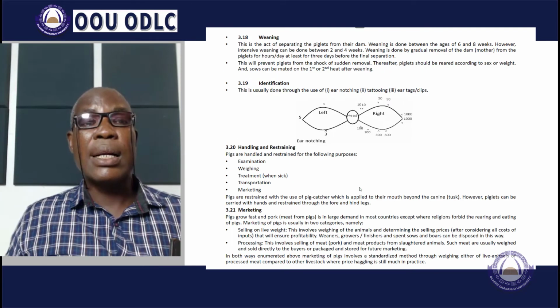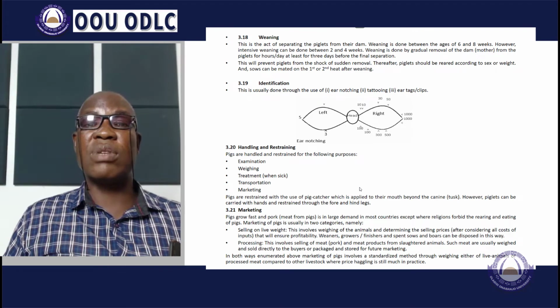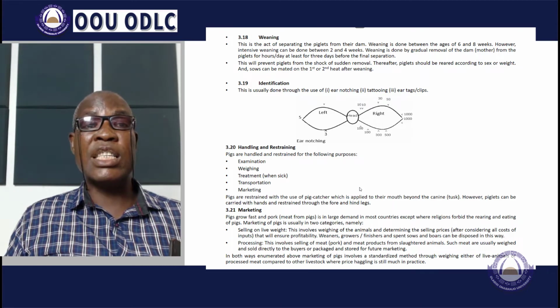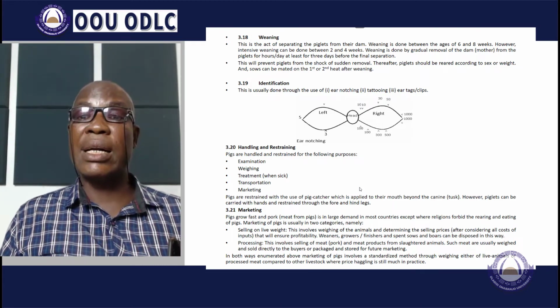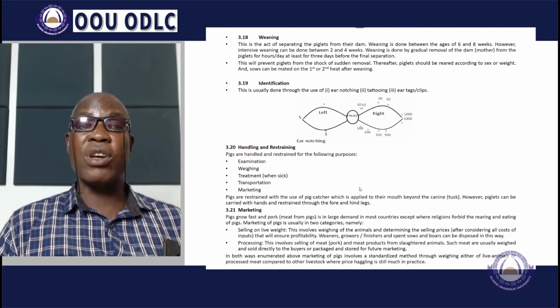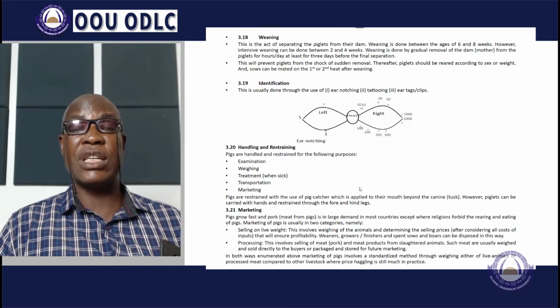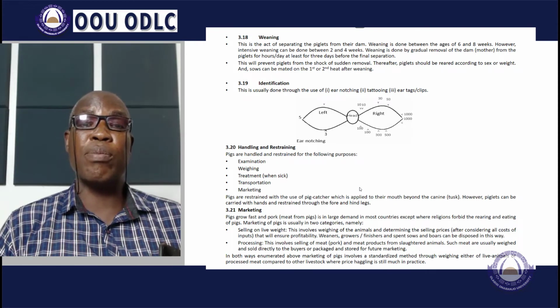Weaning. This is the act of separating the piglets from their mother. And this is usually done between the ages of 6 and 8 weeks. However, intensive weaning can be done between 2 and 4 weeks. And this means that we have a lot of work to do when we do this, because we must be watchful very well and make sure that the piglets we wean are well attended to in terms of feed, especially the milk provision for them.